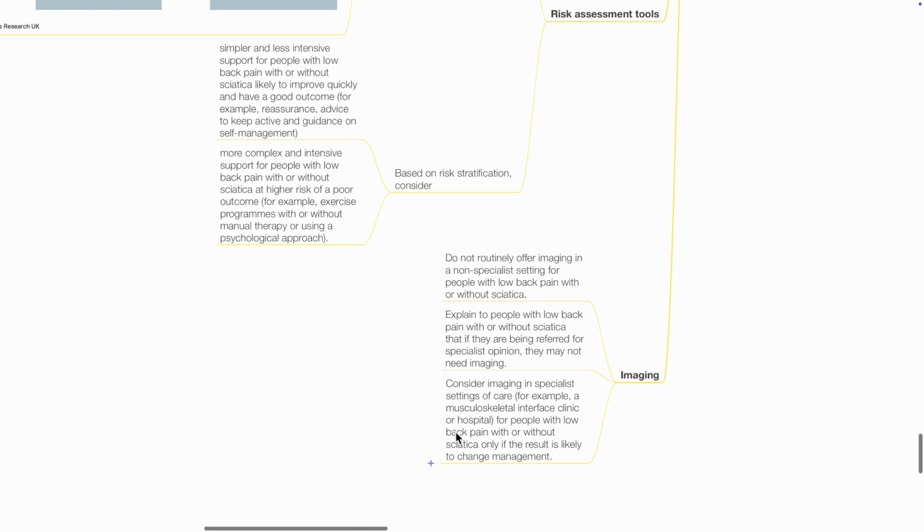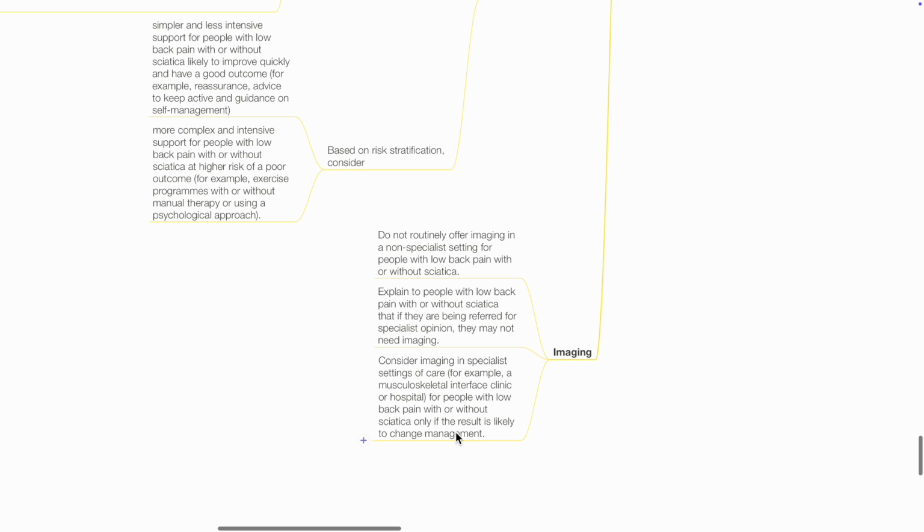Regarding imaging, do not routinely offer imaging in a non-specialist setting for people with low back pain with or without sciatica. Explain to people with low back pain that if they are being referred for specialist opinion, they may not need imaging. Consider imaging in specialist settings of care, such as a musculoskeletal interface clinic or hospital, for people with low back pain only if the result is likely to change the management.